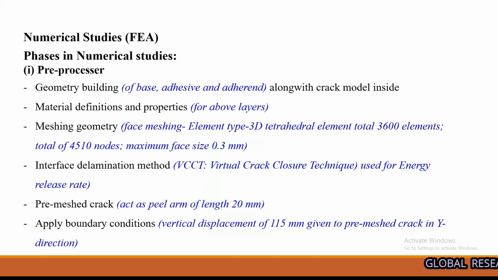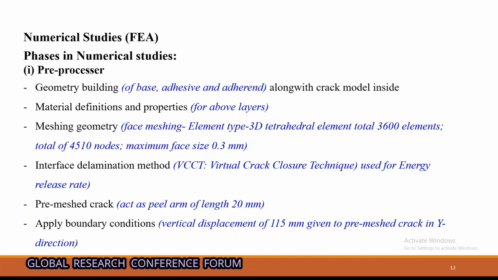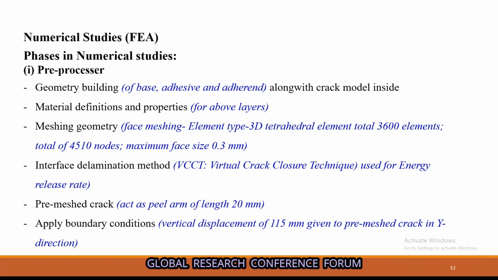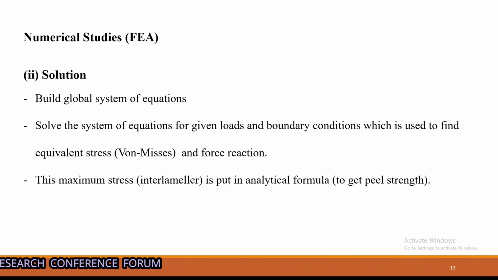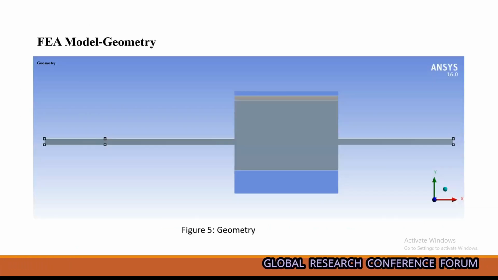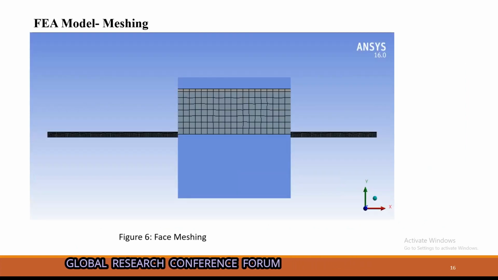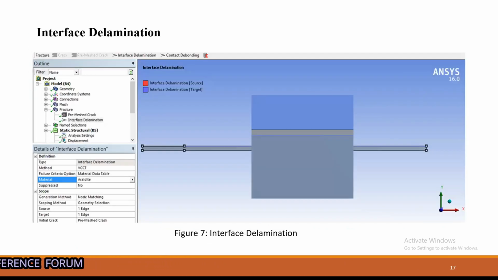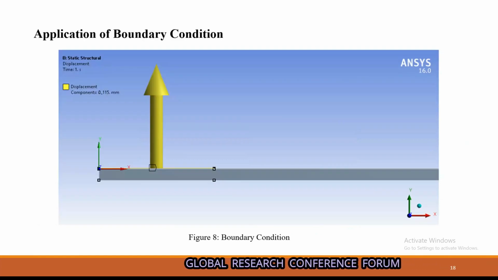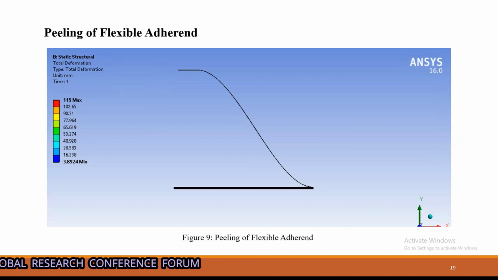Then numerical studies, FEA. In that there are 3 phases. One is the pre-processor, in which geometry building of base, adhesive, and adherent, then material definitions, meshing, interface delamination, all these things. Then solution and post-processing. So in that we get this FEA model for geometry, then meshing, then interface delamination for cracks. For the boundary condition, you have to apply a vertical boundary condition. And from this, you will get the value of the peel strength of the flexible adherent.